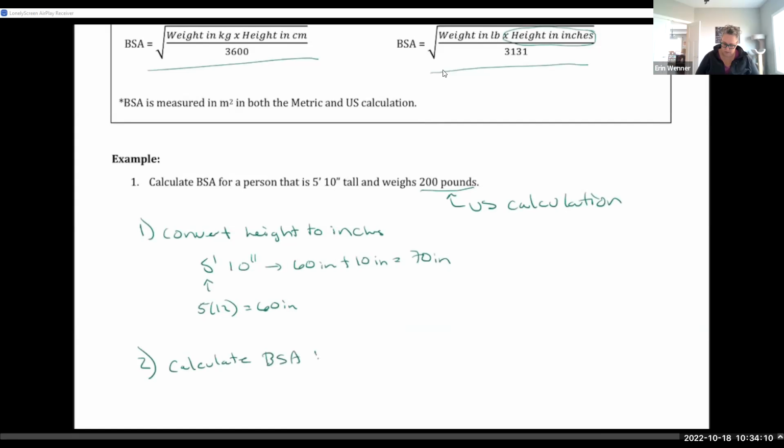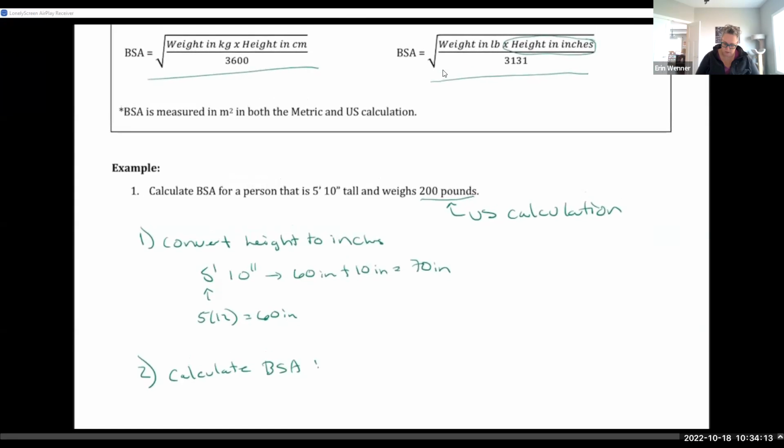I want you to be aware that this square root symbol is over the entire fraction. So we're going to plug in this stuff. We have the weight in pounds, which is 200, times the height in inches, 70, divided by 3,131. Let me pull up the calculator on my computer so that we can talk about the way that we want to enter this.